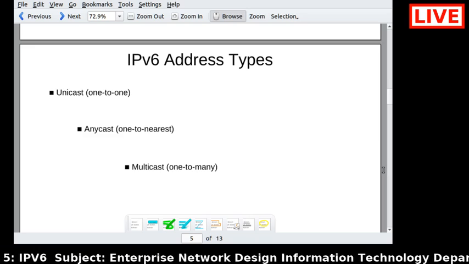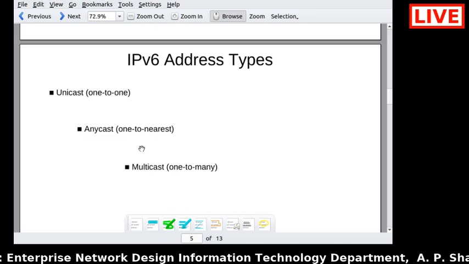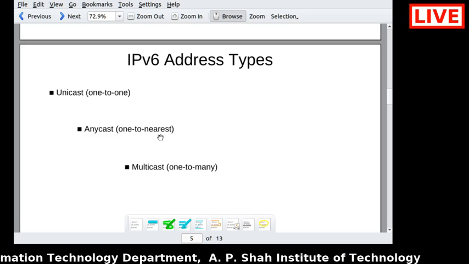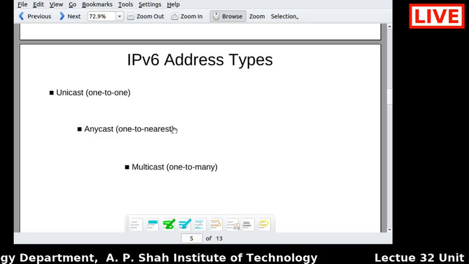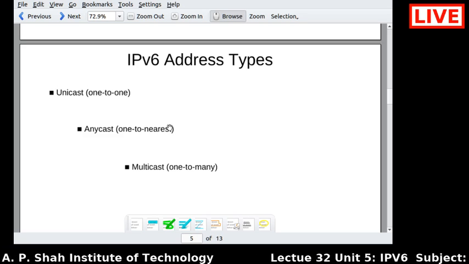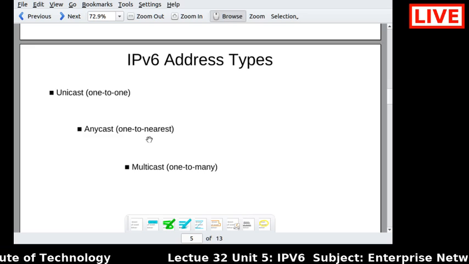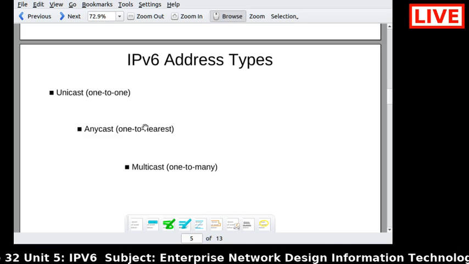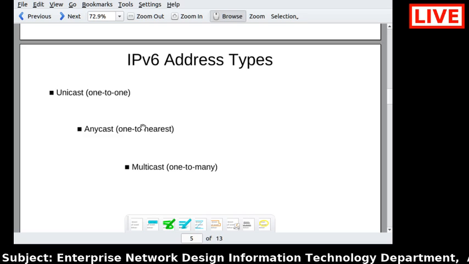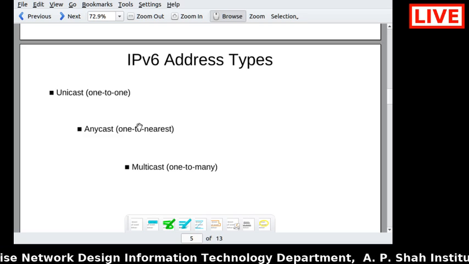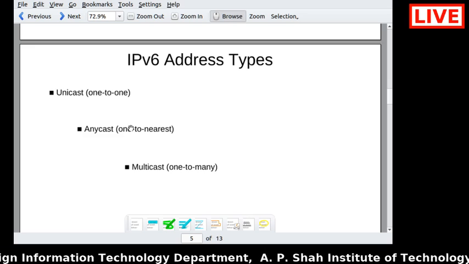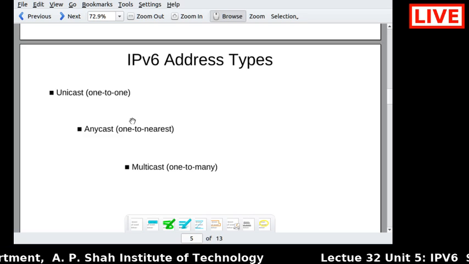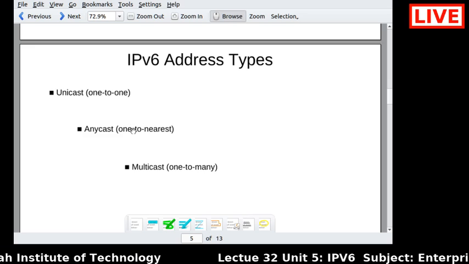Now the anycast, the second address type of IPv6. It is nothing but one to the nearest. The IPv6 anycast address is a new type of address that can be assigned to interfaces on different devices. So an anycast address identifies multiple interfaces, and the packet goes to the nearest or closest interface. According to that, it is determined by the routing protocol itself, and from that the anycast address is identified.